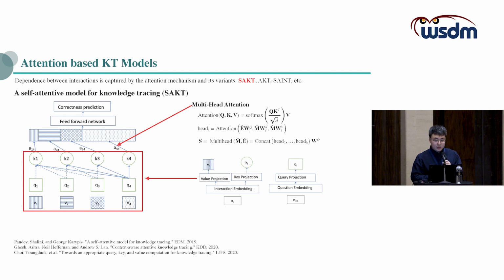The difference is that the interaction embedding will combine the question embedding and the response. So the key and value will contain the response information. Then we can use multi-head attention to combine the history information. Then we can use the feed-forward network to get the final probability.